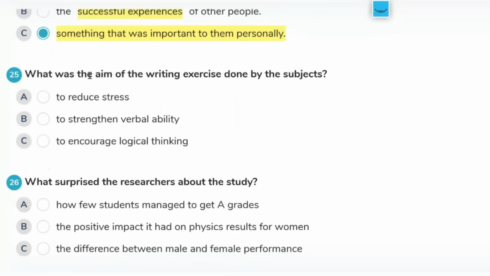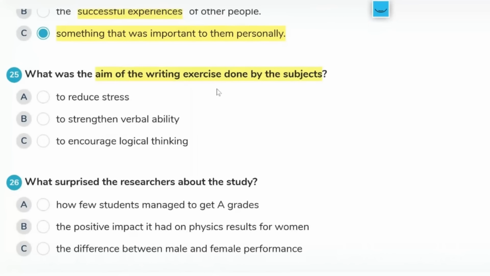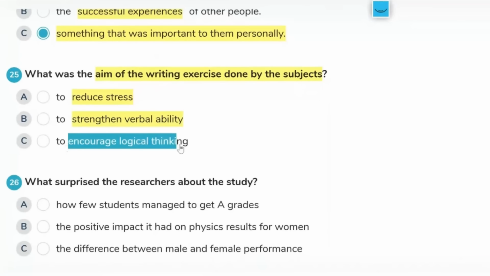What was the aim of the writing exercise done by the subjects? So, the aim of the writing exercise done by the subjects. Was it to reduce stress? Okay, that is going to be option A if it was to reduce stress. Was it to strengthen their verbal ability? Verbal ability means to communicate, to speak, to express, and all that. Or to encourage logical thinking. So, why did they give them the writing exercise? To reduce stress, to strengthen their verbal ability, or to encourage logical thinking? The purpose of that writing exercise.